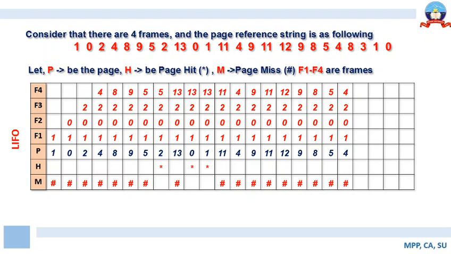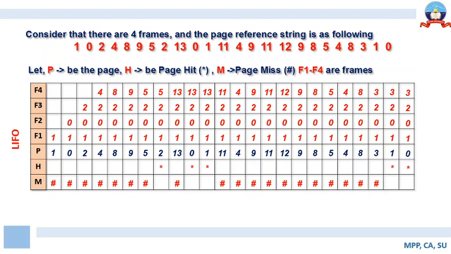Then there is a reference to page number 8, so page number 8 is not available in the memory. So what I need to do is replace the element that is there at the top of the stack, so I'll replace 4 with 8. Then I have a reference to page number 3, so page number 3 is not available in the memory, so I'll replace page number 8. Then there is a reference to page number 1, so page number 1 is available in the memory. So now I have a page hit, and eventually I have a reference to page number 0, so again I have a page hit.